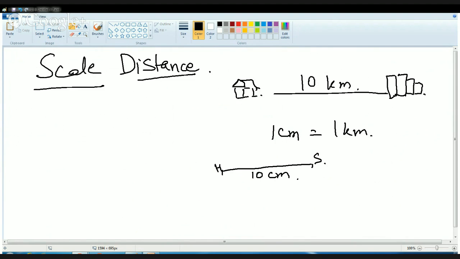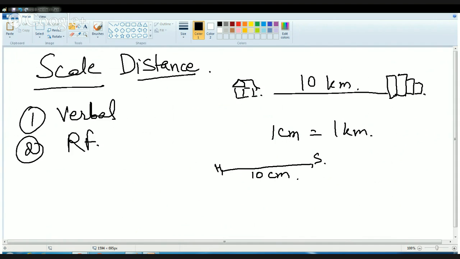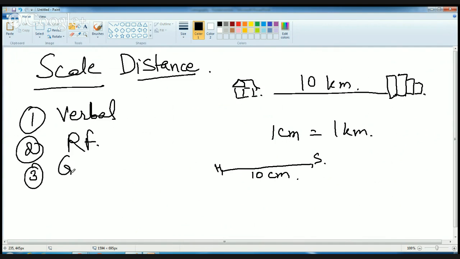Now scales are of three types. The most important is the verbal scale, RF or representative fraction, and third is the graphical scale. Now let's understand all three of these. Verbal scale means if I say 1 centimeter is equal to 1 kilometer on ground, 1 centimeter on paper is equal to 1 kilometer on ground, that is a kind of verbal scale.